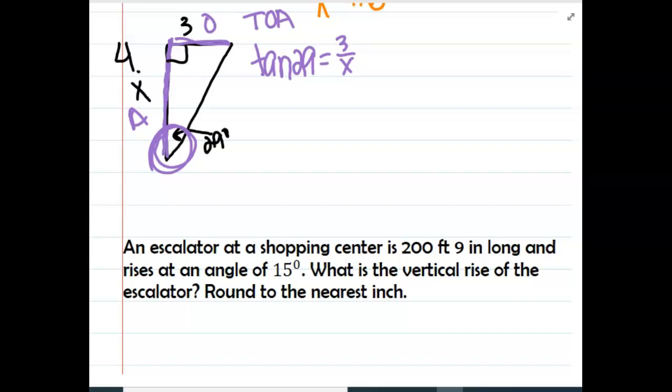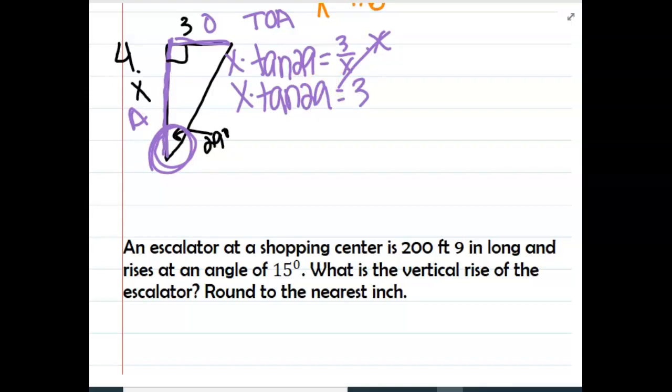Because you can't solve for x, it's in the denominator. First thing you gotta do, get it out of the denominator. How can I get it out of the denominator? Yeah, just multiply by x. But what I do to one side, I have to do to the other. Because look what happens here. Those cancel out, so no more x in the denominator. Now on the left, I get x times the tangent of 29. And on the right, I just have a 3.